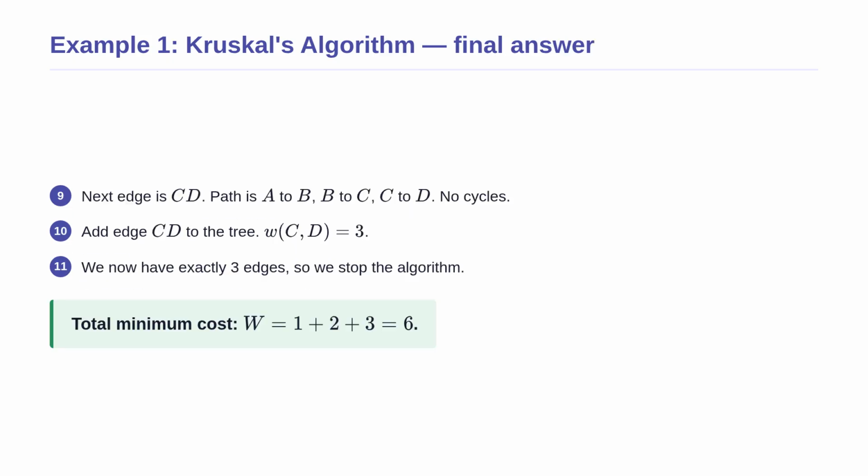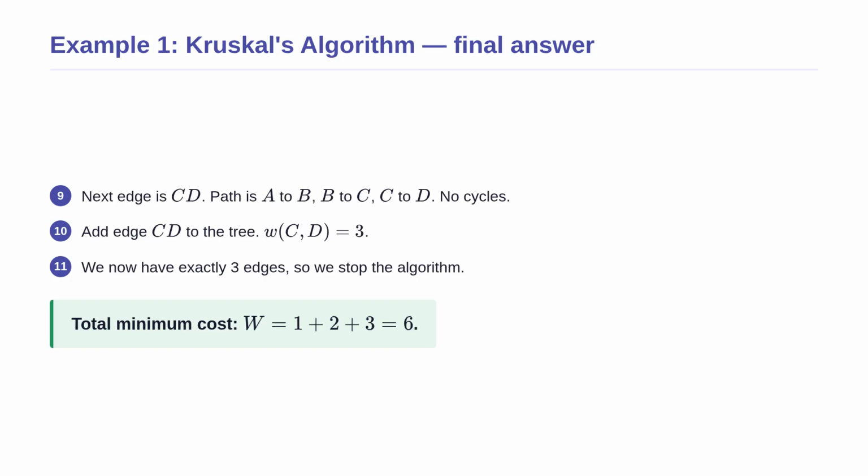We now have two edges and need one more. The next edge on our list connects C to D with a weight of 3. If we add this, our path goes from A to B, then B to C, then C to D. There are still no closed loops anywhere, meaning no cycles are formed. We add this edge. We now have exactly 3 edges, so we immediately stop.